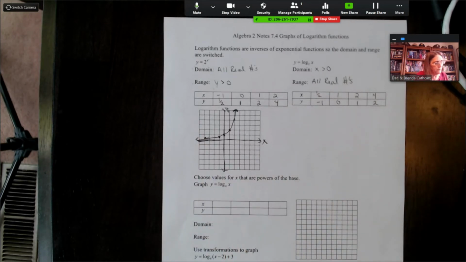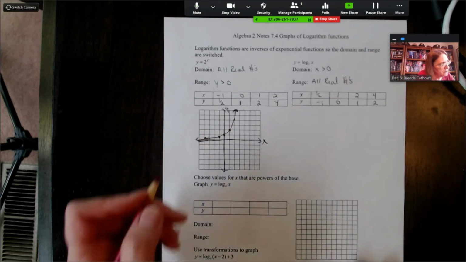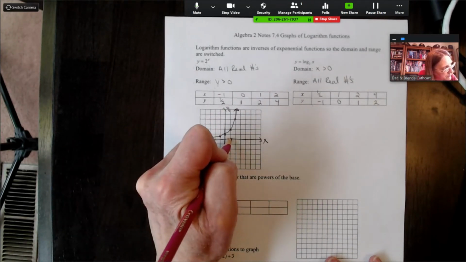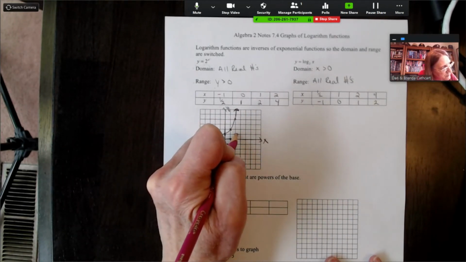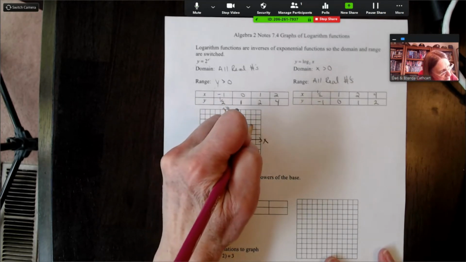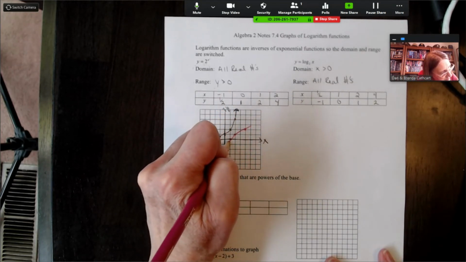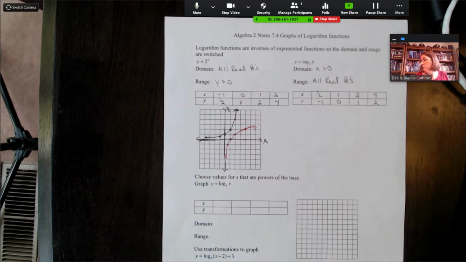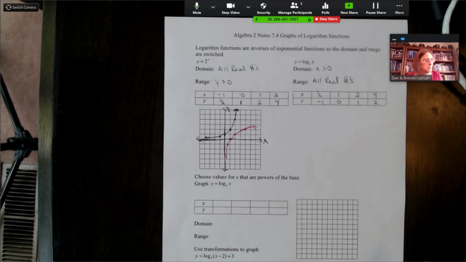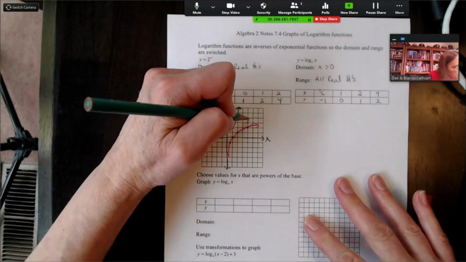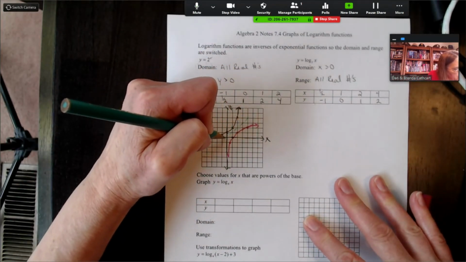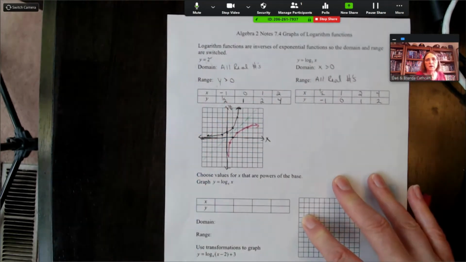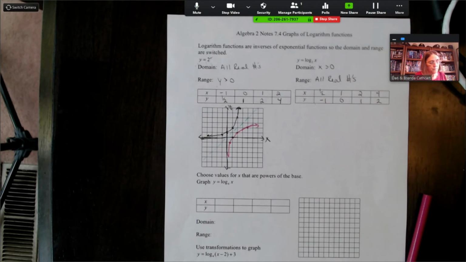Okay, so let's graph those. I'm going to use a different color. When x is 1/2, y is negative 1, then we have 1, 0, 2, 1, and 4, 2. Our graph goes this direction. Remember that inverse functions have the line y equals x as a line of symmetry. We can see that line y equals x is our line of symmetry.